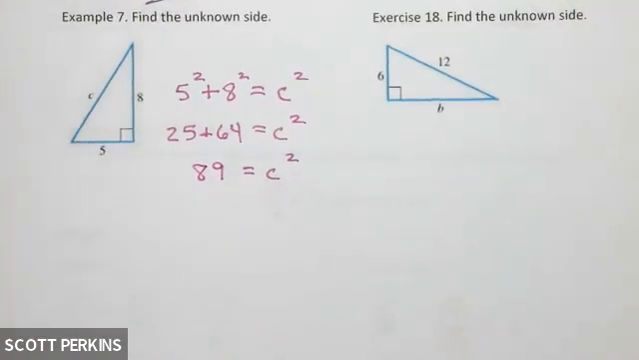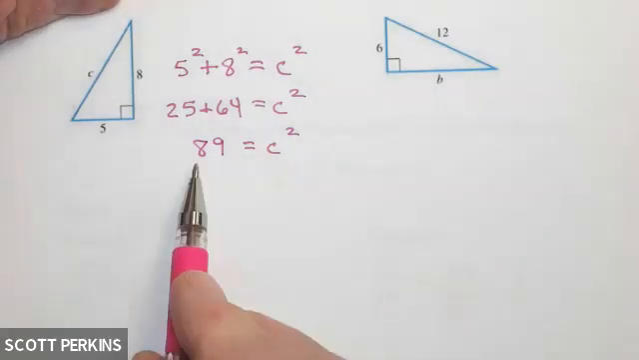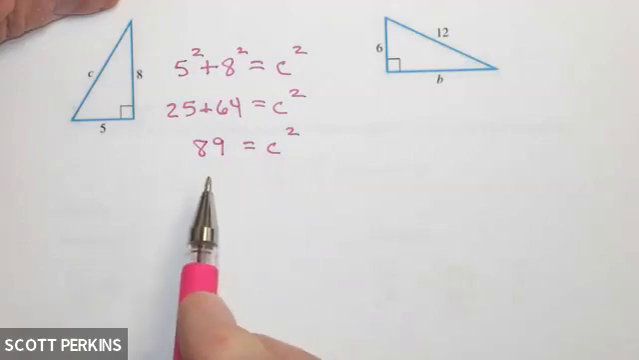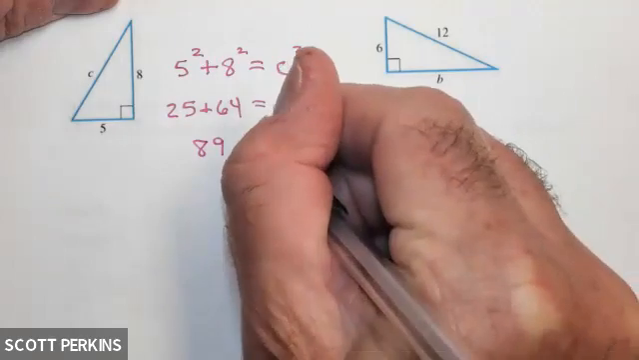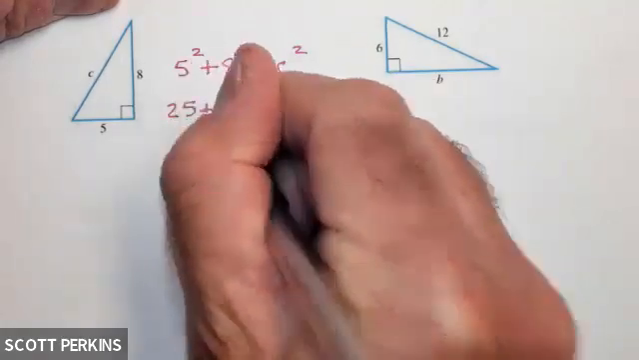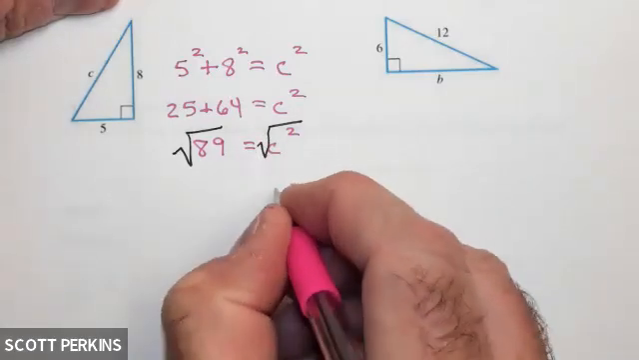Now, this is something we'll talk about in a little more depth in college algebra, but all you need to know is the following. If I have c squared equals 89, I don't want c squared. I want plain old c. What am I going to do to both sides of this equation, would you guess? Not square. Take the root, square root. Okay, so I'm going to take the square root of this side. I'm going to take the square root of that side. Square root of c squared is c.